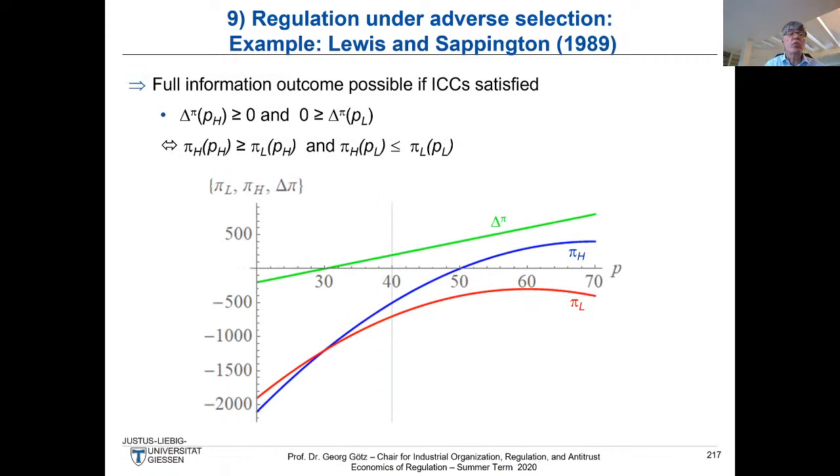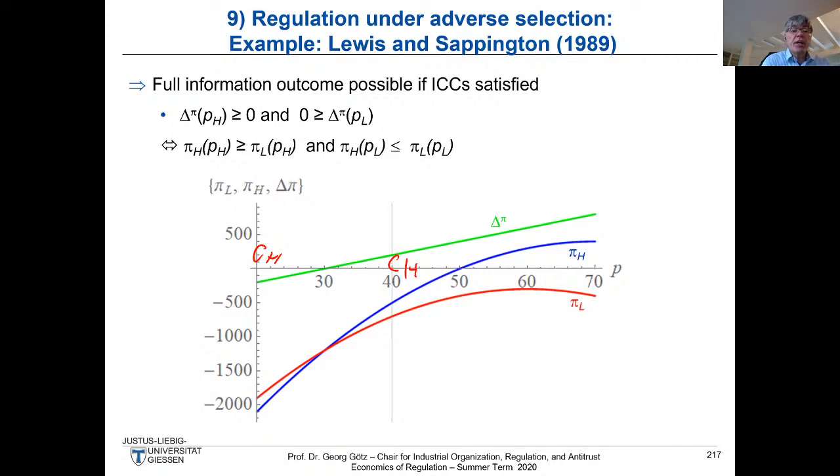Okay, what happens here? I use certain parameters, for instance, CH would be equal to 40, CL would be equal to 20, and you have some value for FL, it would be 1900, FH would be 500, and the quantity or the demand function is just 100 minus P. What you see here is this crossing property of the profit function.